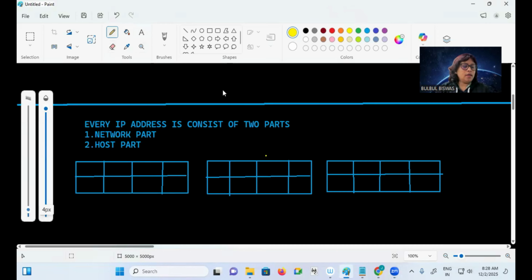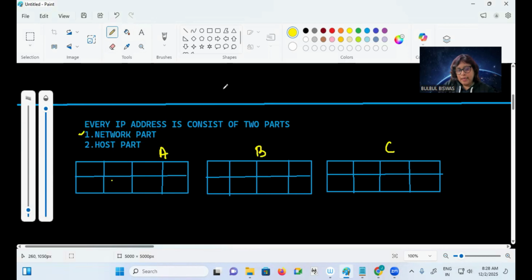Every IP address has two parts: one is called the network part, another is called the host part. As we know, out of 5 classes, only 3 classes are used for networking. Yes, class A, class B and class C.